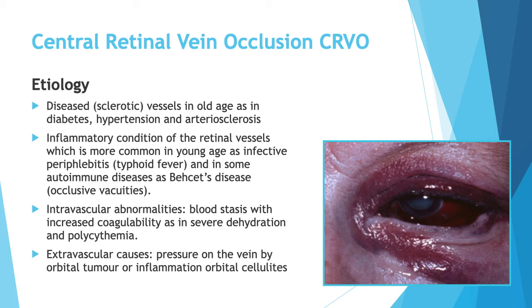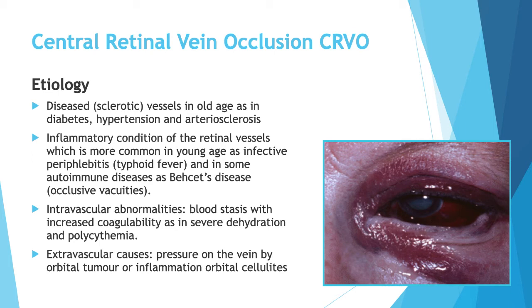And it can happen in young age, like infective periphlebitis and typhoid fever. There is inflammation of the vessels all over the body, and it can affect the central retinal vein. In some autoimmune disease like Behçet disease, which is an autoimmune disease affecting the vessels all over the body, especially the veins, with periphlebitis, they call it occlusive vasculitis. And it can be manifested by other systemic conditions like aphthous ulcer, genital ulcers, multiple nodules all over the body, and it ends up with occlusion of the central retinal vein.